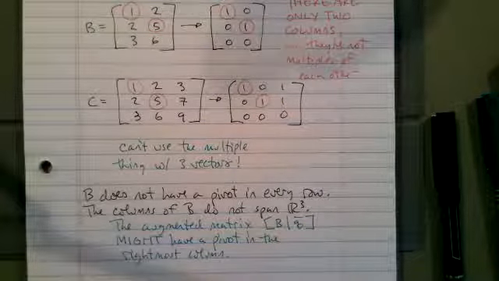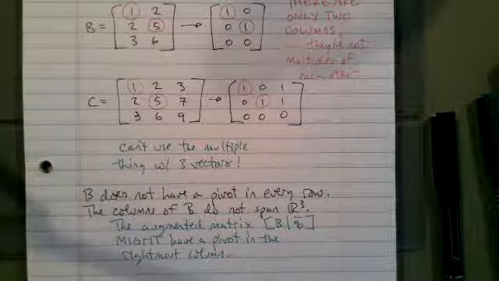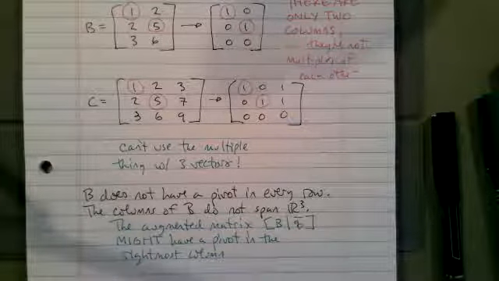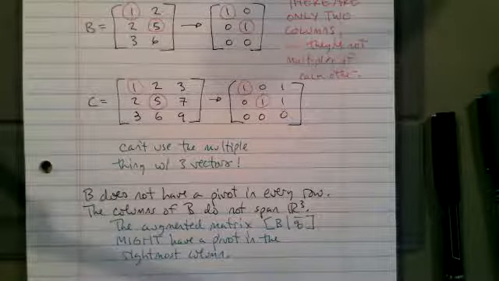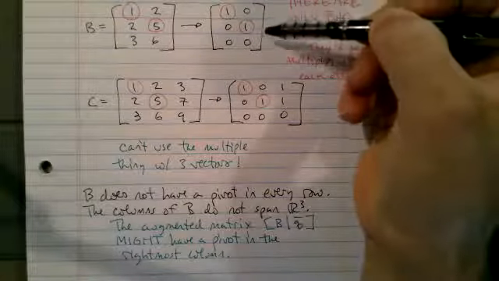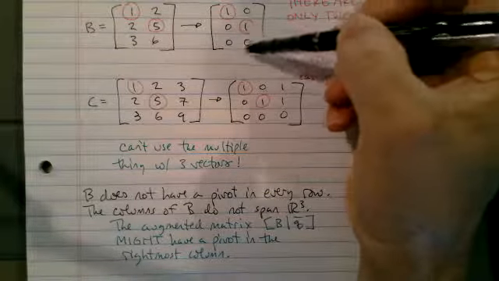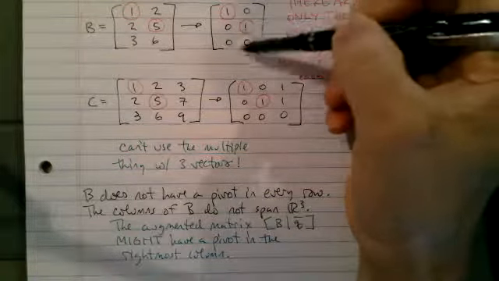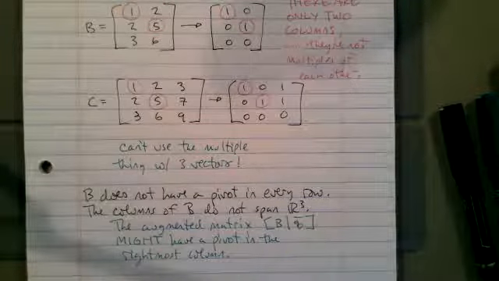If you just said that the columns of B do not span R3 because this augmented matrix might have a pivot in the rightmost column, I get to ask, why do you know that? The reason that you know that is that B does not have a pivot in every row. Since there's not a pivot in the third row, there might be a pivot in the rightmost column of an augmented matrix with B as a coefficient matrix.